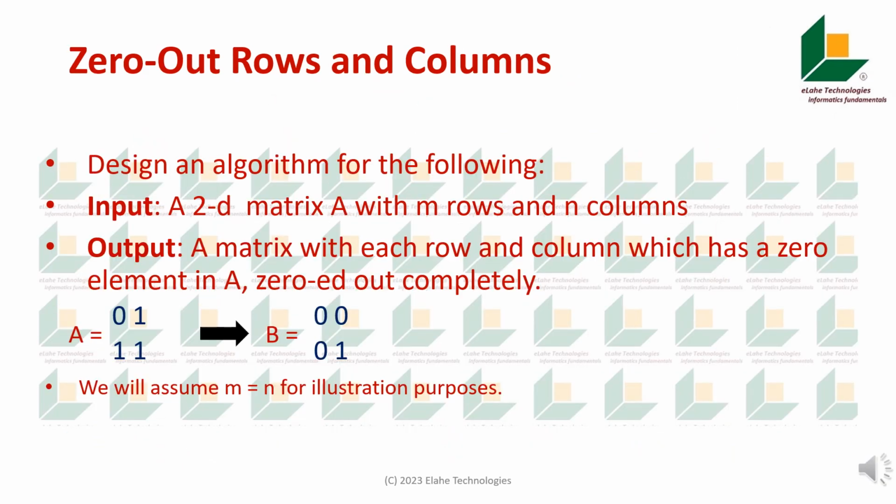The input to our problem is a two-dimensional matrix A with m rows and n columns. We need to zero out any row of matrix A which has one or more zeros to start with. Likewise, we need to zero out any column of matrix A which has one or more zeros to start with. In the example shown, input matrix A has a 0 in the upper row and left column. Accordingly, the entire upper row and left column are zeroed out in the output. In our examples, for simplicity of exposition, we will assume m is equal to n. Generalizing to the case of unequal m and n is simple.